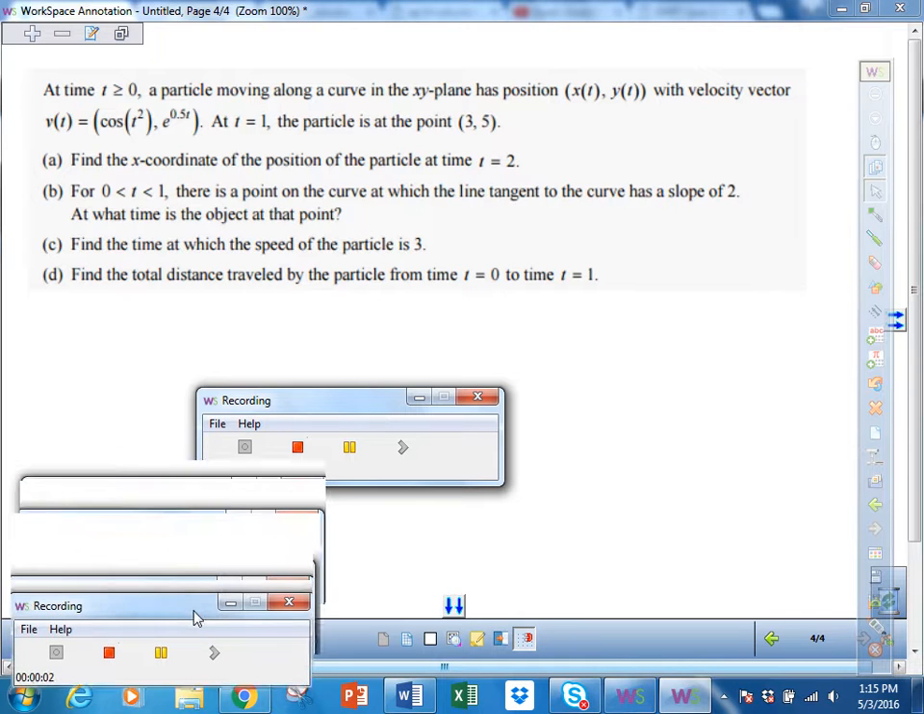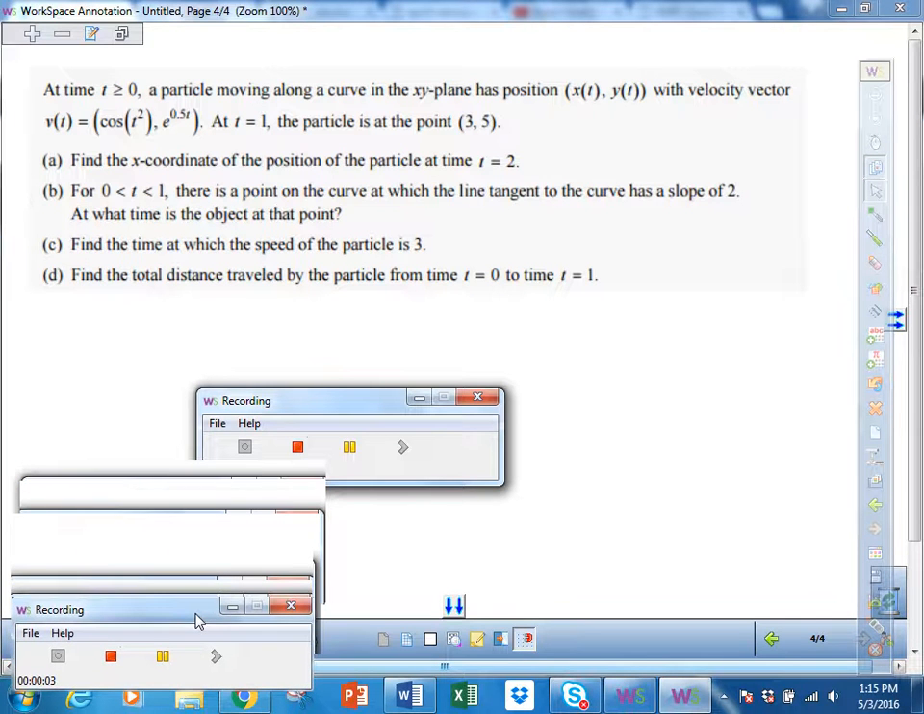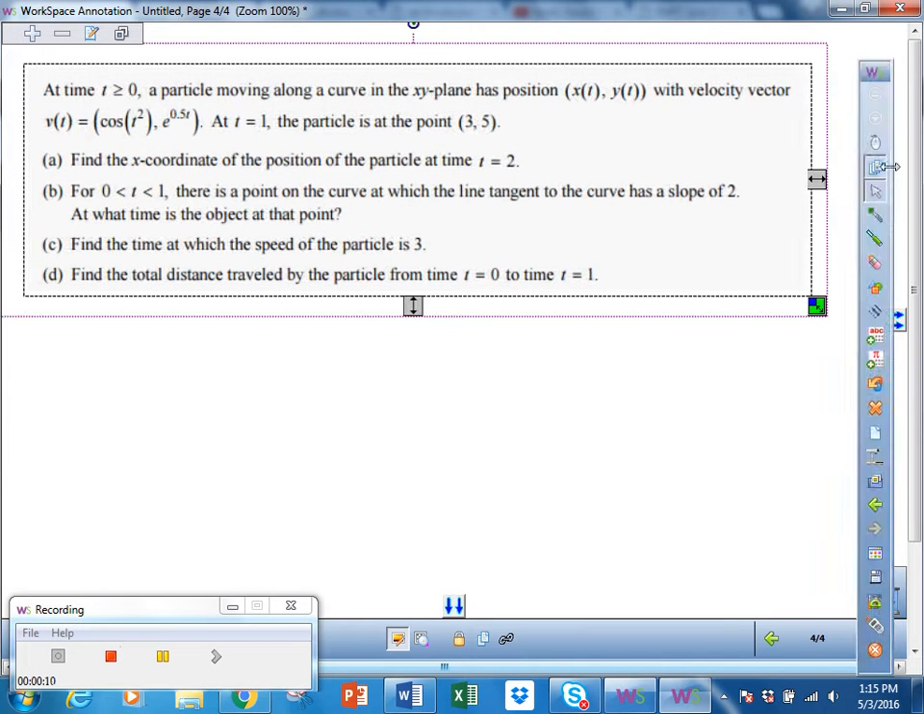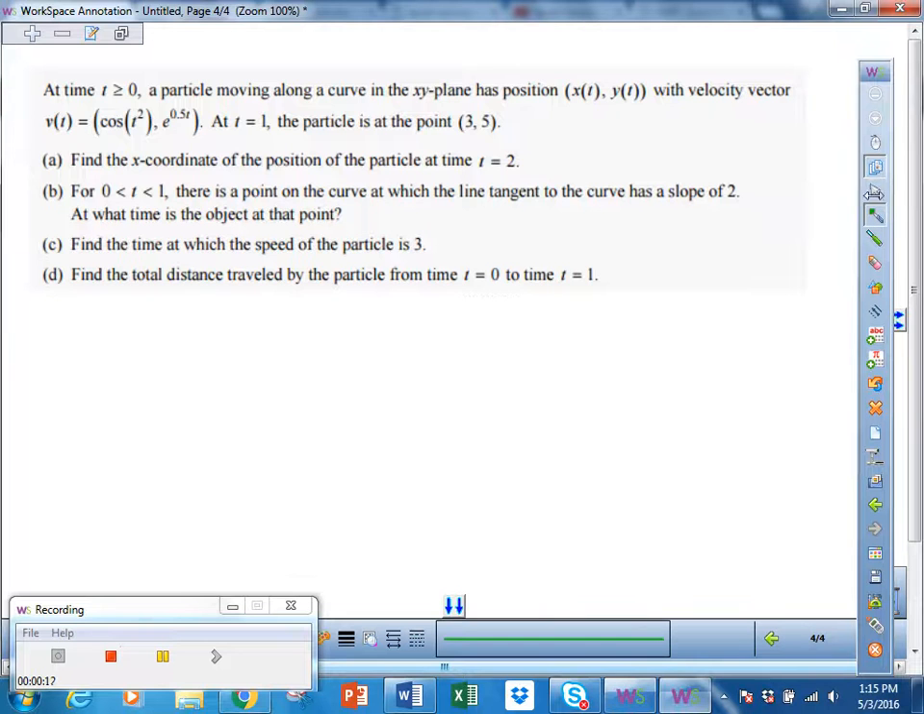Today, everyone will be able to get all 9 points on this. Okay, so the first question asks, find the coordinate of the position of the particle at t equals 2. So what is it asking us to do? Okay, so we're given an initial condition. At t equals 1, the particle is at 3, 5.